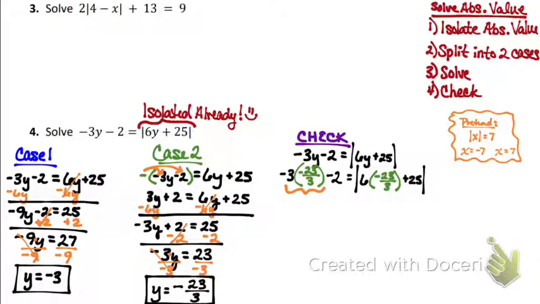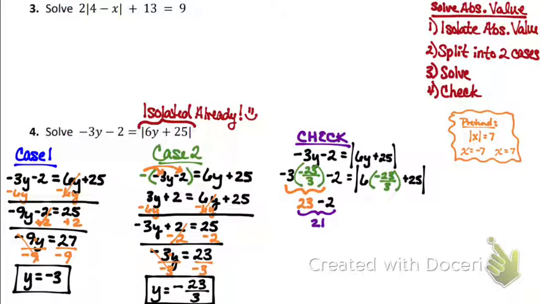-3 times -23/3 is 23. So I have 23 minus 2 on this side of the equal sign. What is 23 minus 2? 21. I've done everything I can on this side, correct? So now I'm going to jump to the other side and make sure I get the same thing over there.